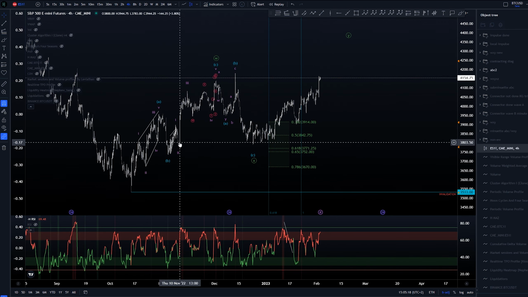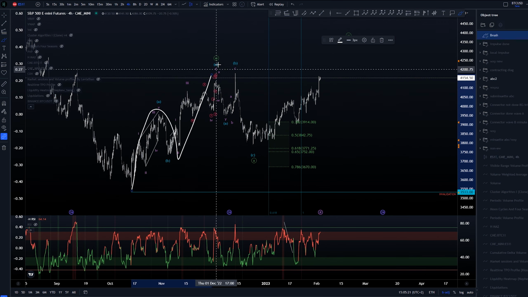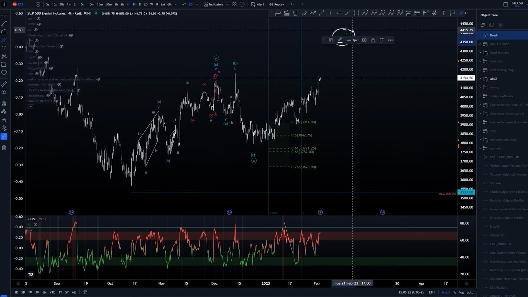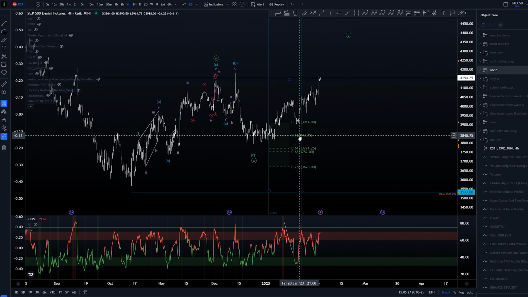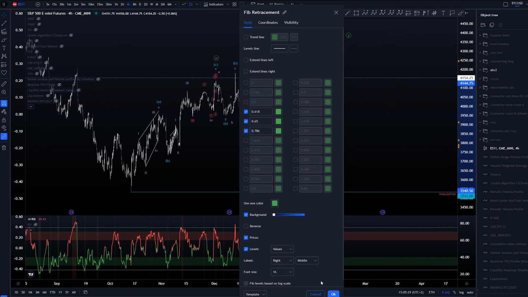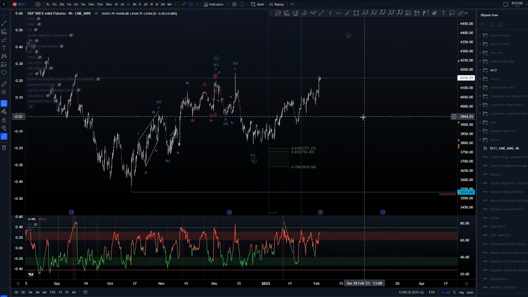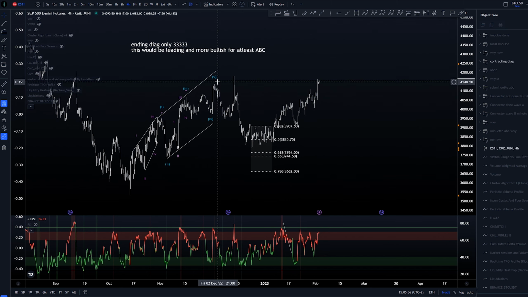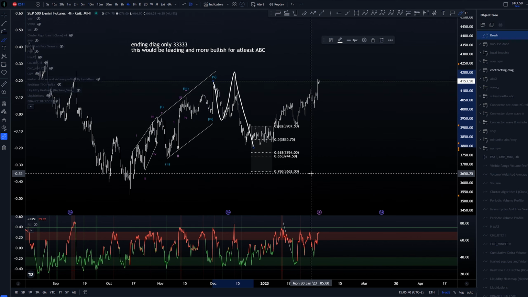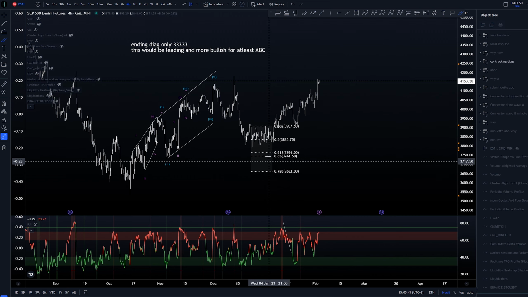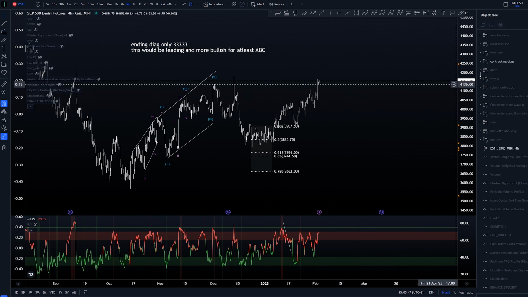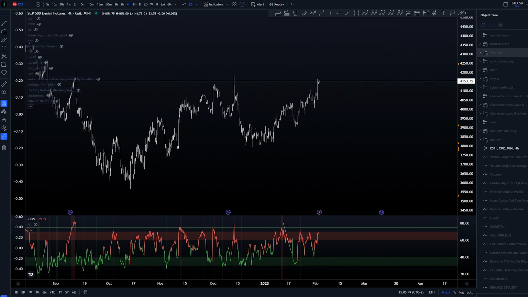So overall, this was the idea where we had this as a three-wave structure into the wave W, three waves down into X, and now we'd be looking for that wave Y as basically a three-wave structure up top. Then the other count that is still possible is this very ugly diagonal into the highs here, and then have that exact same expanded flat here, and then a continuation, but instead of being corrective here, we would be having an impulse count up. And that is still possible.